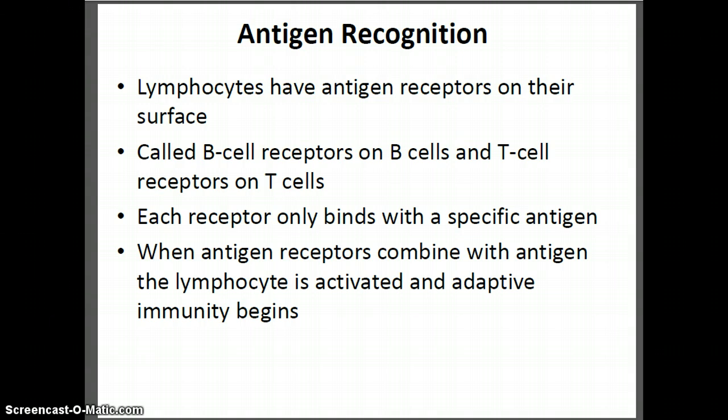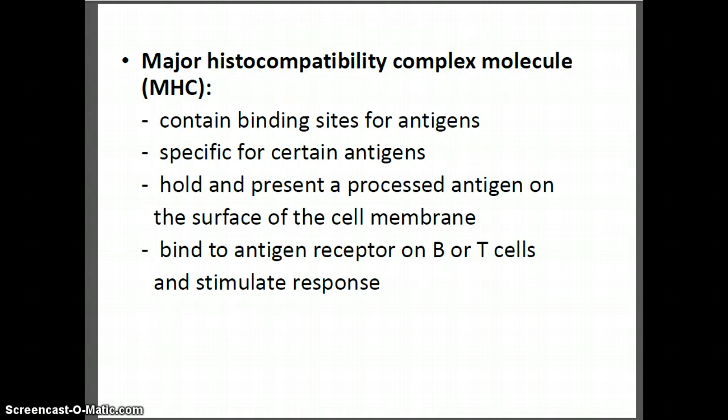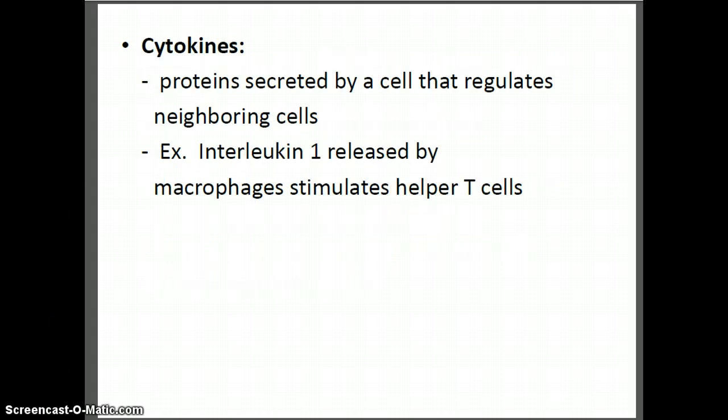So this specificity begins. There is a complex of histocompatibility molecules that contain the actual binding sites, and they are specific for certain antigens. They hold and present a processed antigen on the surface of the cell membrane, and then they bind to the antigen receptor on B or T cells and stimulate the response. So these are cells that aid and assist in this process.